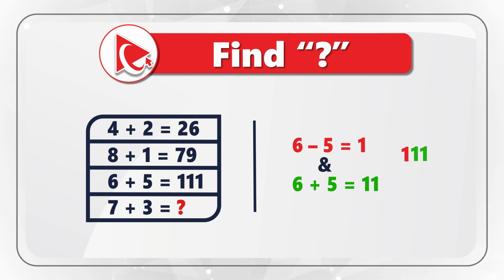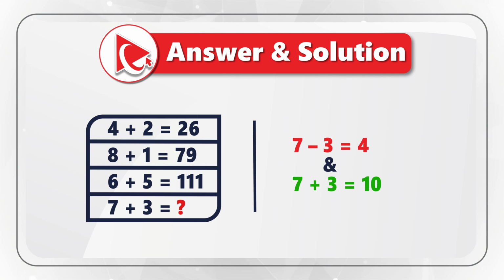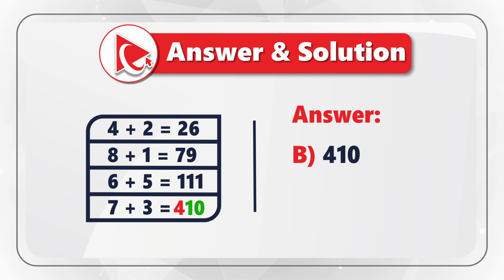And now we can calculate the final fourth expression, which is calculated as 7 minus 3, so the first digit would be 4. And then we calculate 7 plus 3, which would be 10. So the correct answer here is choice B, 410.